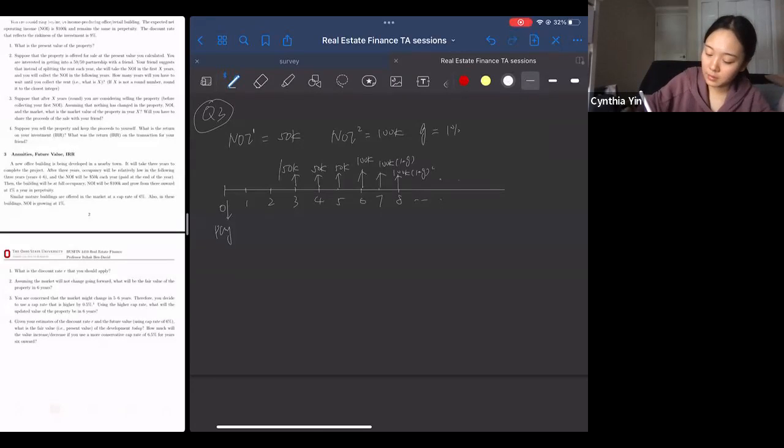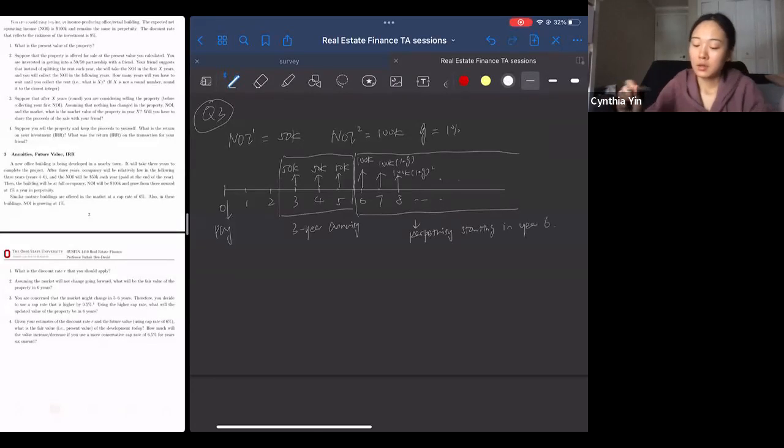So this part is a 3-year annuity, and this part will be a perpetuity starting in year 6. So this is related to the 4th question in this big question.